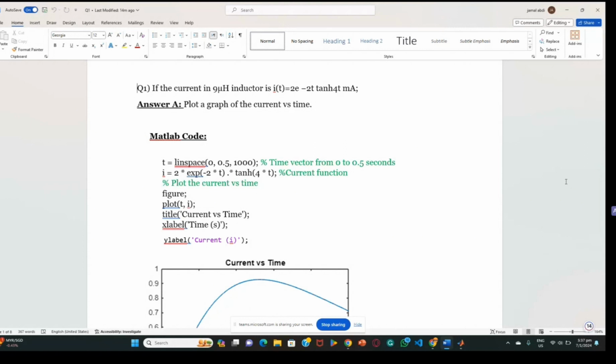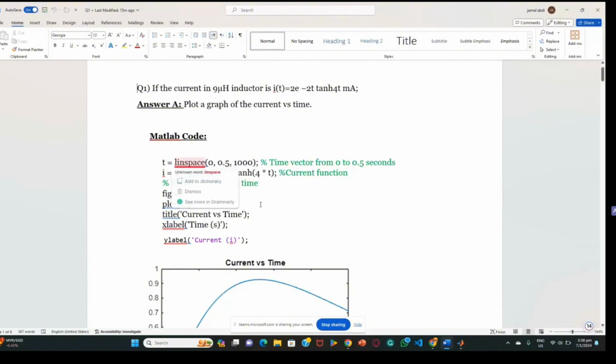So I will present question 1. This is question 1. If the current in a 9 millihenry inductor is i(t) = 2e^(-2t) times 10 hyperbolic for the time. So the first question, question A, is to plot a graph of the current as a function of time.